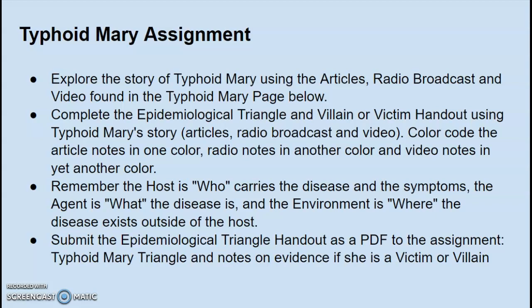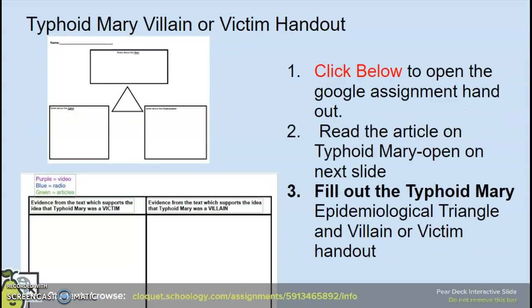So by the time you are done with this lesson, you are going to submit the epidemiological triangle handout as a PDF to the assignment, and then the Typhoid Mary triangle and notes on evidence if she is a victim or a villain. So as we go through here, just make sure you open up this Google assignment. And this is what you're going to be taking notes in as you are going through the video, the radio article, and the news articles.